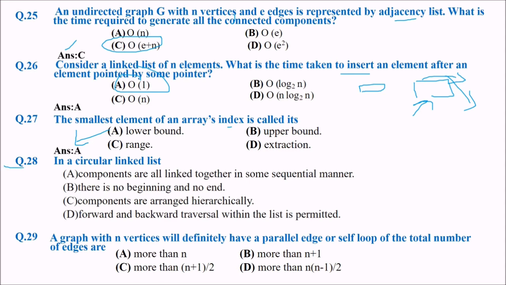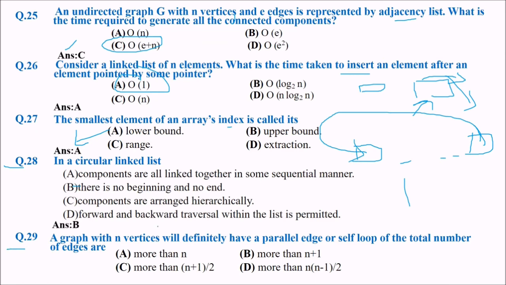Next question is about a circular linked list. These are the options for you. Please read them and answer me. In a circular linked list, what happens? The answer is there is no beginning and no end, because the last element will contain the address of the first one.